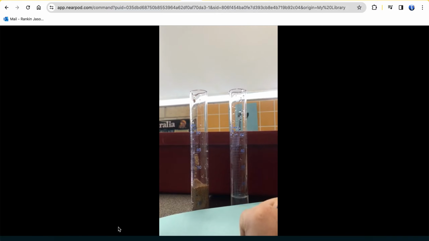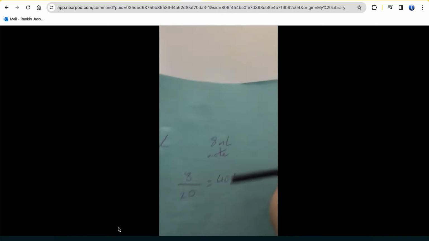Okay, so now here's the calculation. We grab a random piece of paper. We had 20 mils of air plus sand. We only used 8 mils of water that went in there. Okay, so we know that there was 8 mils of air. So now we go 8 divided by 20, which gives us, without a calculator close to hand, I'm going to say 40%.